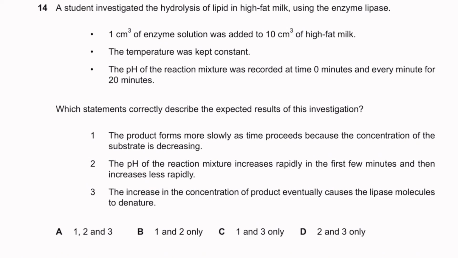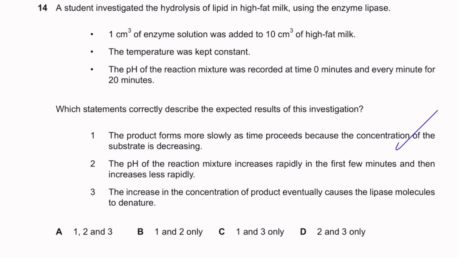So let's see. The product forms more slowly as time proceeds because the concentration of substrate is decreasing. That is true. That does happen after a while because we're not adding excess substrate as we go on. Actually, substrate gets used up, and so the rate of reaction should decrease. And so this is correct.